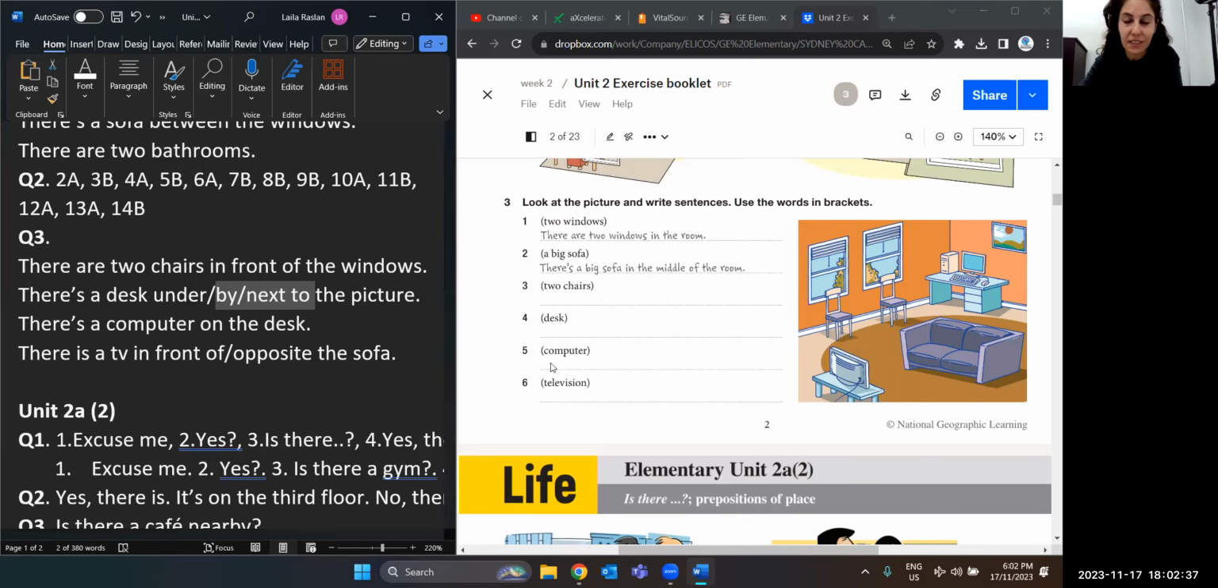Number 5, the computer. Is a computer on the desk? Yes, you can only say on the desk. You can't say because it's just on it, on top of the desk, on the desk. And the television is in front of the sofa, opposite the sofa. Yep, they're both the same words, in front of, opposite. There's a television on a TV unit. That's called, or a little table if you want. But the best sentence maybe in front of.